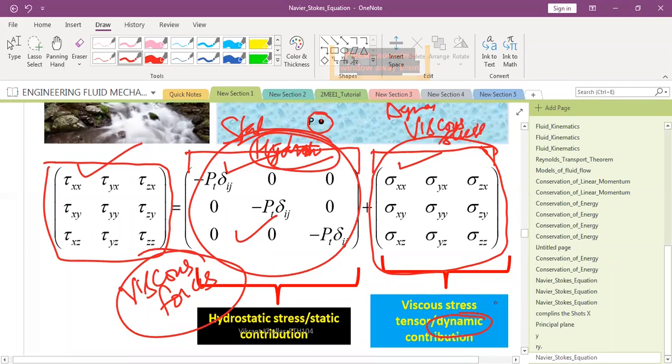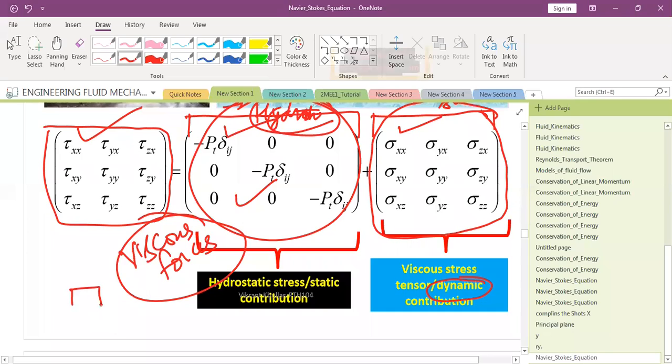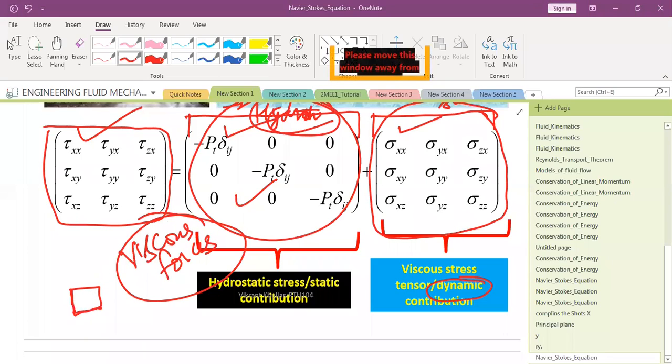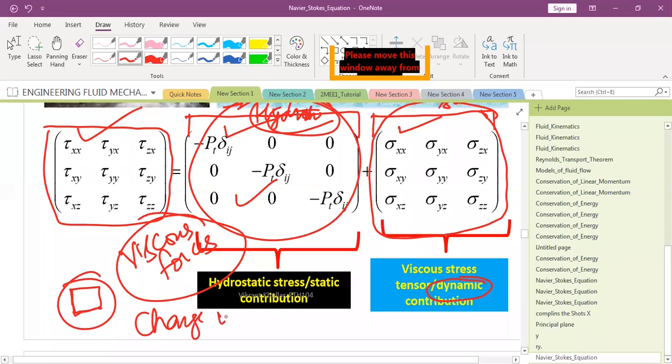Any doubts? Now, if I ask you, there's a fluid element here. If there was a lone hydrostatic state of stress, what all can this stress do to this fluid element? Can it change its volume? Can the hydrostatic state of stress change the volume of the fluid element or not?